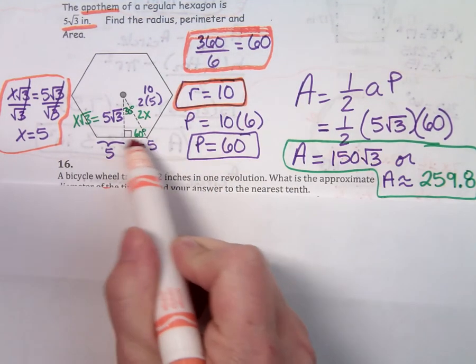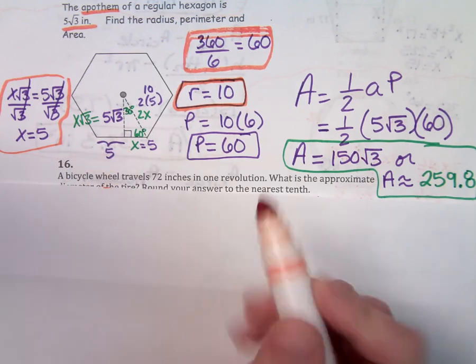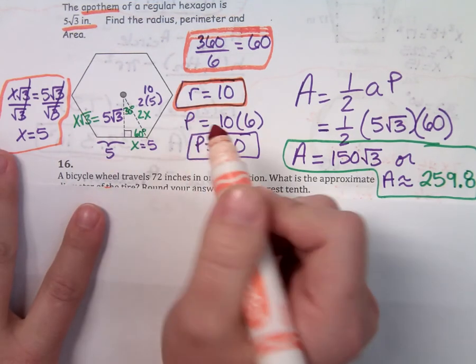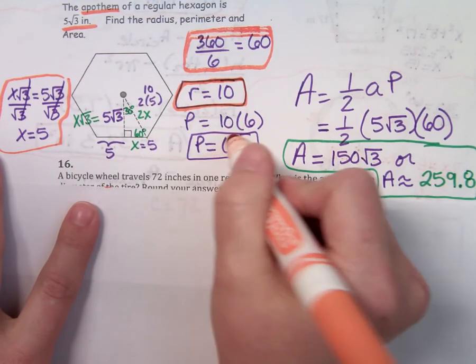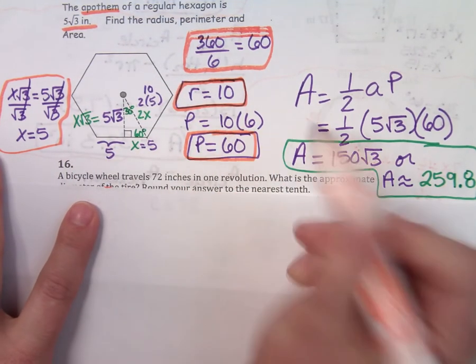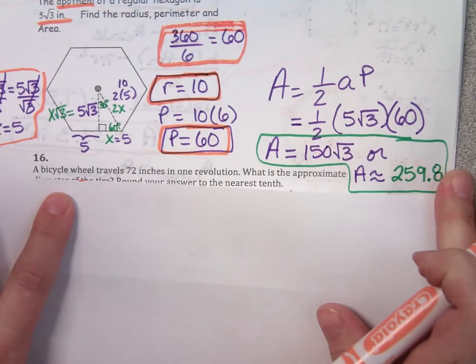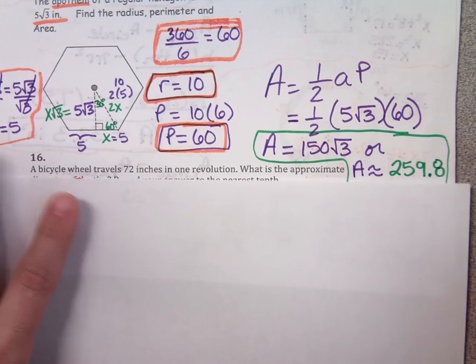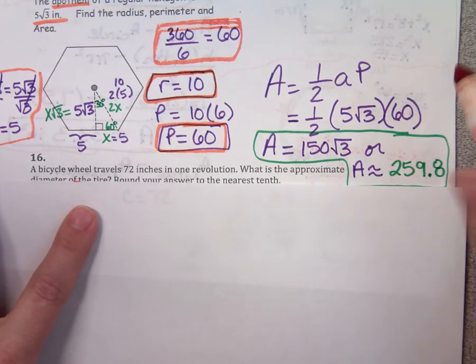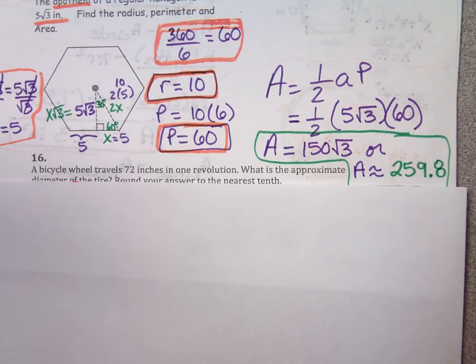I know if this little piece is 5, this little piece is 5, so that means every side is 10. So 10, 10, 10, 10, 10, 10. So the perimeter would be 60. And then I find my area by doing 1/2 the apothem times the perimeter. And here it is in simplest radical form, and here it is rounded to the nearest tenth.